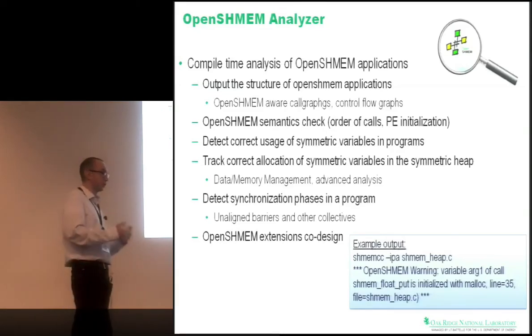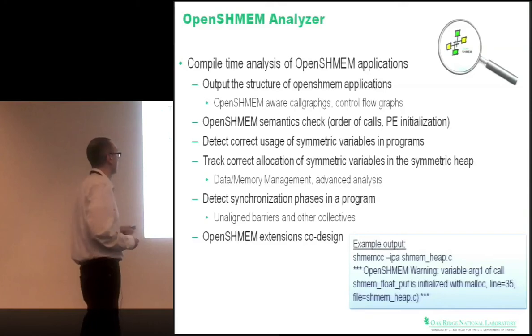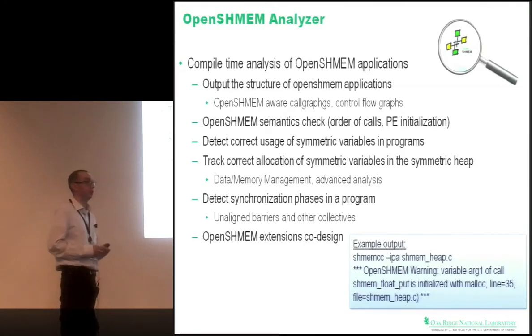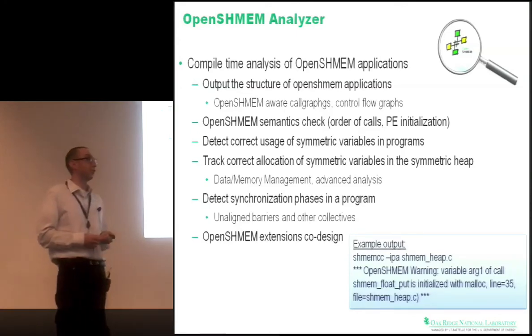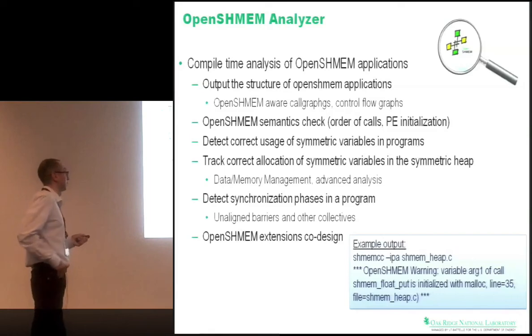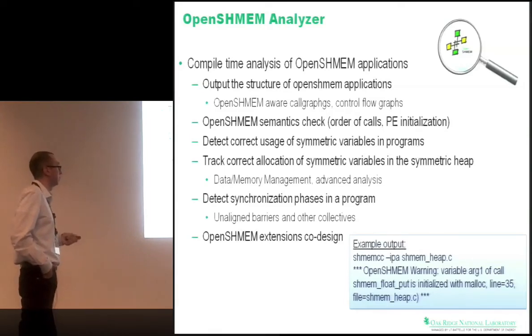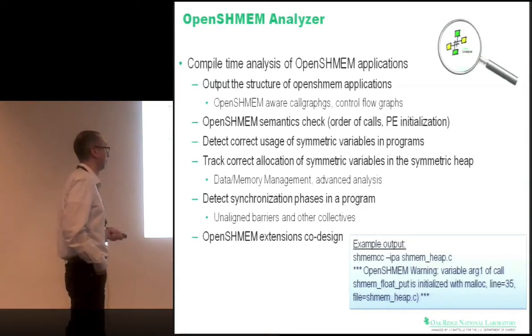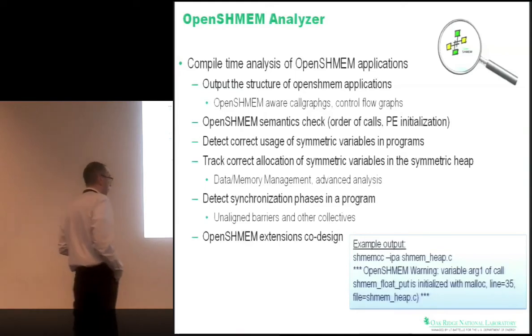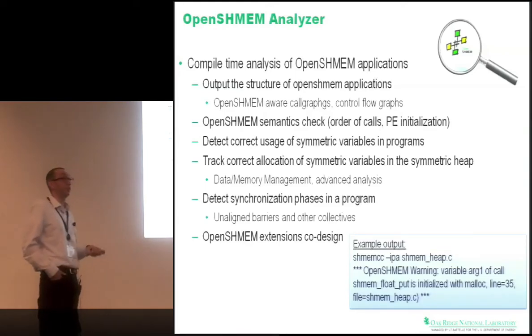And essentially, this group is constantly involved in our extension development to make sure that whatever interfaces we introduce, they are easy to use with the tool and easy to detect errors. This is a screenshot of an example. Essentially, this is a buggy application that we compiled with SHMEM CC, and it warns that the shmem_float_put operation is trying to access some memory that was allocated with malloc instead of shmalloc.